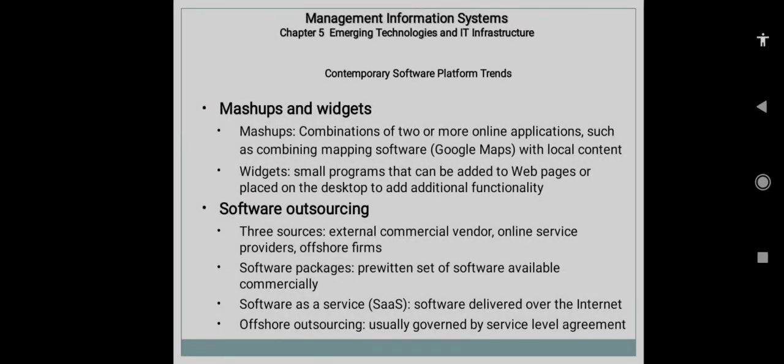Mashups and widgets. Mashups are combinations of two or more online applications, such as combining mapping software like Google Maps with local content. Widgets are small programs that can be added to web pages or placed on the desktop to add additional functionality. Software outsourcing has three sources: external commercial vendors, online service providers, or offshore firms.